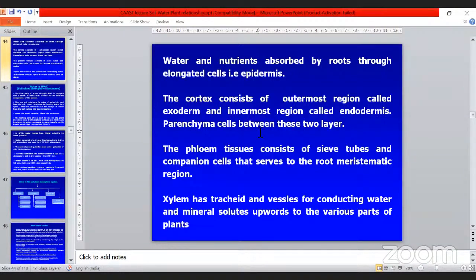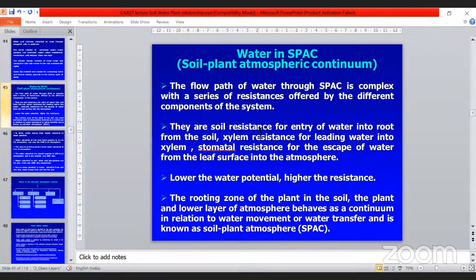The phloem tissues consist of sieve tubes and companion cells, which serve the root meristematic region. And xylem has the tracheids and vessels for conducting water and mineral solutes upward to the various parts of the plant. That's why the soil-water-atmosphere continuum is the flow path of water.